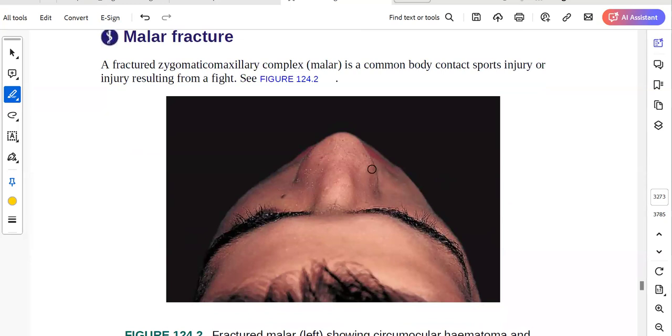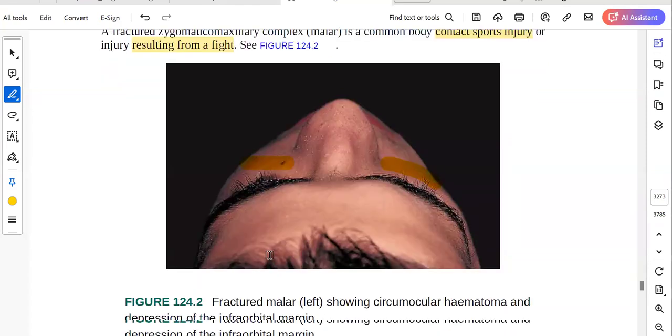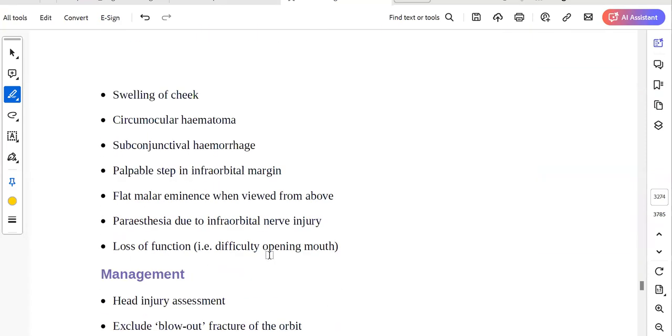Not super important. So then we go for malar fracture. Malar fracture is important. So all of you know the zygomatic maxillary complex. So this is the zygomatic maxillary complex, right? Or commonly known as malar bone. So many times a patient who has a contact sports injury, or maybe from a fight with someone punched on the face, they can have a fracture of this malar bone. So what are the features?